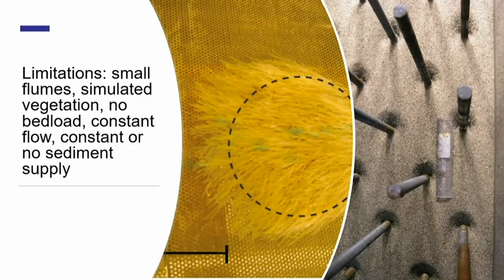And I would say that there have been limitations in a lot of these experiments. They've been conducted in small flumes, including my own. We're using simulated vegetation instead of real vegetation. A lot of them don't involve any bed load; they're involving only suspended load. We're using a constant flow, whereas in rivers we have hydrographs. And there's no upstream sediment coming into the flume, or there's a very low amount, whereas rivers have sediment supply.